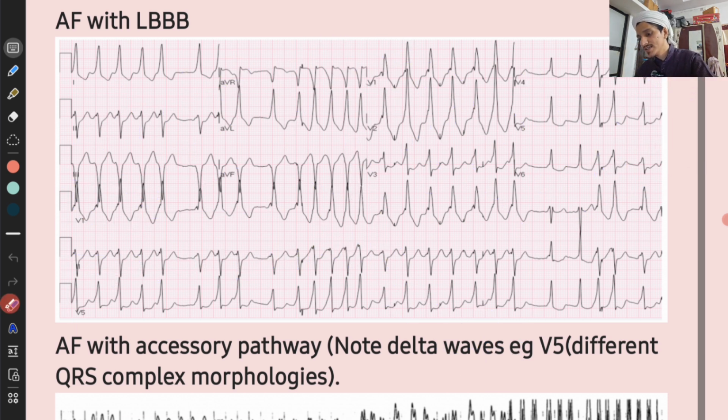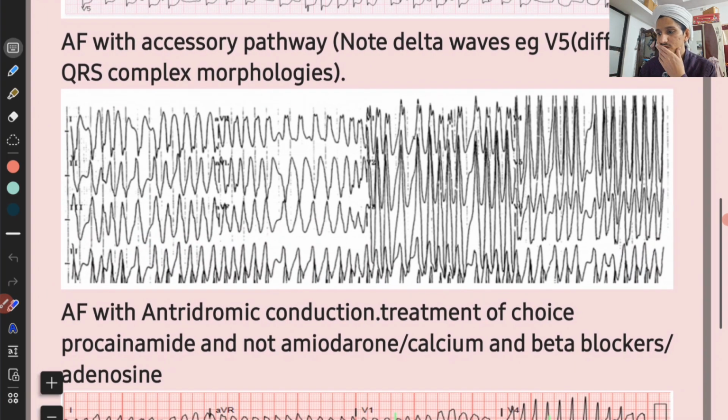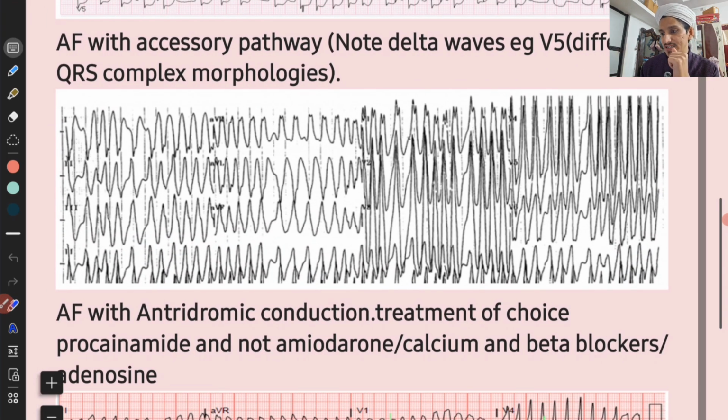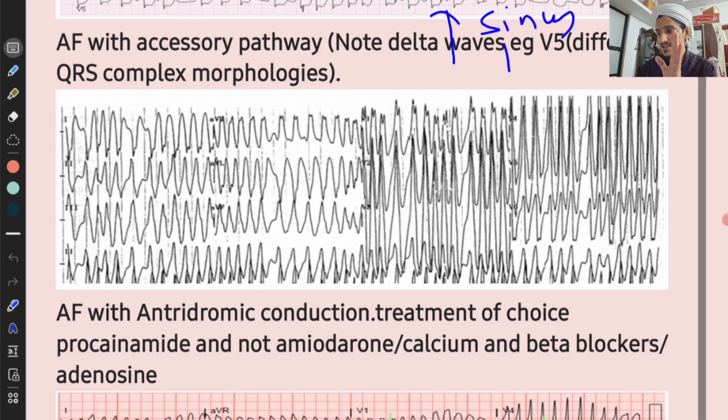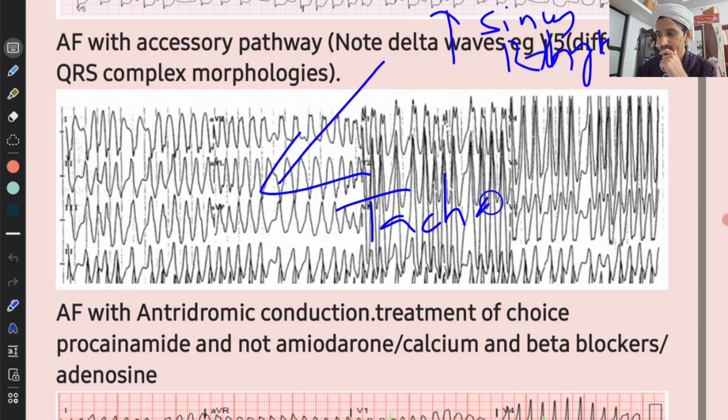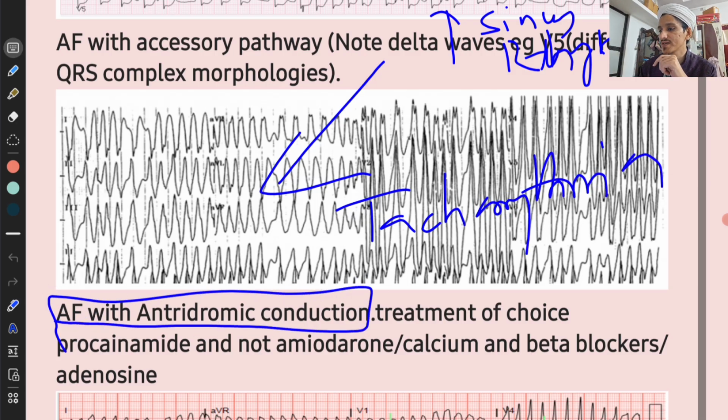Moving on to the other ECGs. Oh, one mistake I have made. That is not tachycardia. That is in sinus rhythm. This is the sinus rhythm upside which I discussed. Now that sinus rhythm has changed to tachyarrhythmia. So this is AF with antidromic conduction. That is in sinus rhythm actually. Sorry for my mistake.